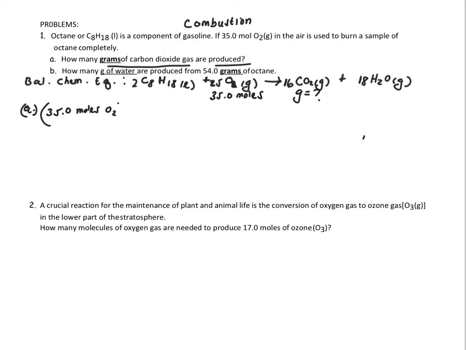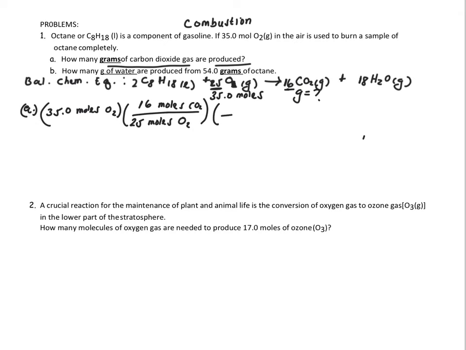and we're going to use our mole to mole ratio from our balanced chemical reaction. If you look at our balanced chemical reaction, there's a mole to mole ratio of 25 moles of oxygen to produce 16 moles of carbon dioxide. So let's go ahead and write that conversion factor down. 25 moles of oxygen will go to produce 16 moles of carbon dioxide.